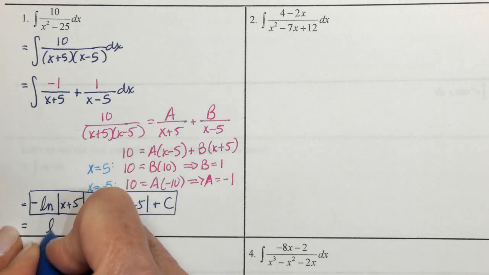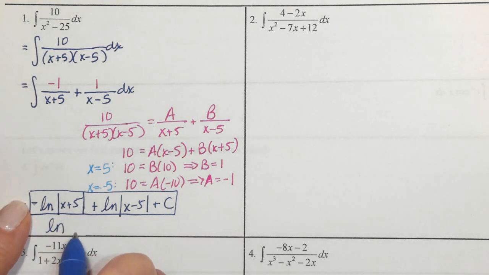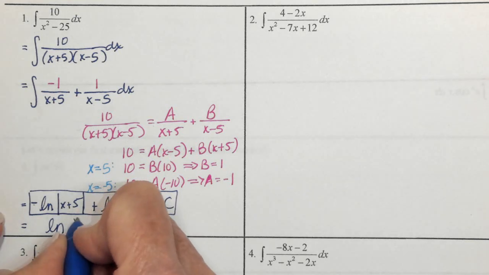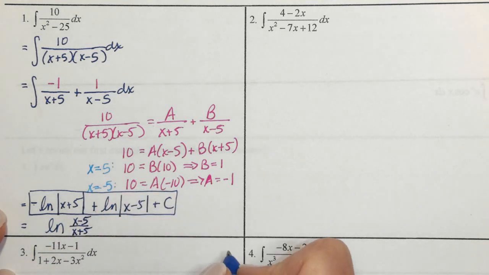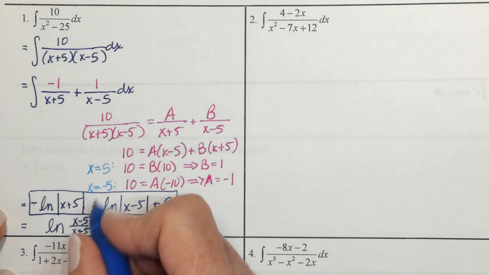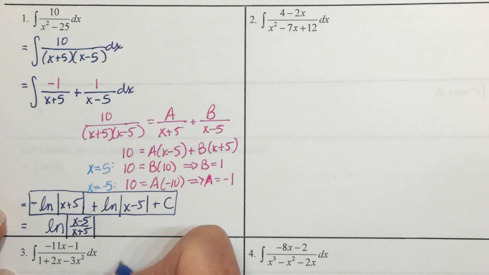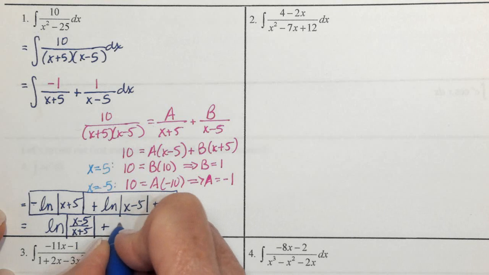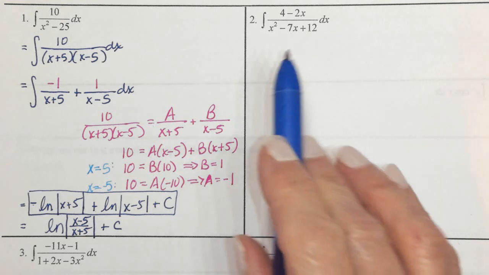So let's combine these to make a single log. Since this log is negative, its argument would go in the denominator. Since this log is positive, its argument goes in the numerator. So we'll have x minus 5 over x plus 5. I'm really squeezing this in. Okay. And then they both had an absolute value, so I'm just going to put absolute values around the whole thing. Those are still necessary. If you put it around the whole thing, that means the absolute value of the top over the absolute value of the bottom. So we're going to want to do that next week when we have improper integrals. Let's take a look at number 2.